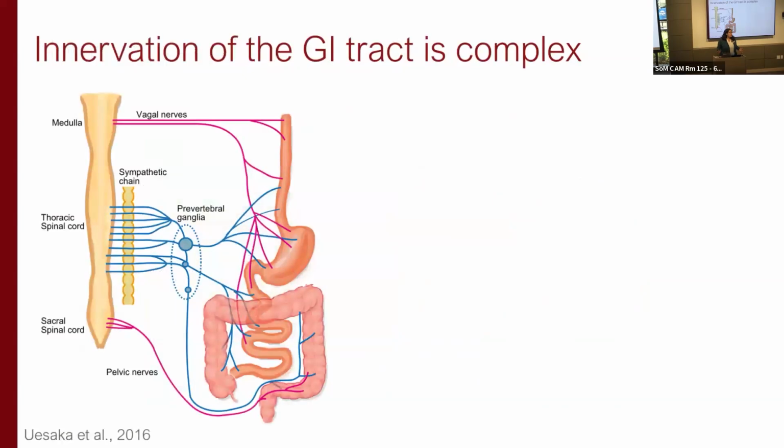Part of that is because the innervation of the GI tract is incredibly complex. So here I'm showing you a diagram looking at the extrinsic innervation of the GI tract. And by that, I mean axons that are leaving the central nervous system and going out to the GI tract. So you have neurons that live in the brainstem, the spinal cord, prevertebral ganglia, dorsal root ganglia, all that send their axons to different regions of the GI tract.